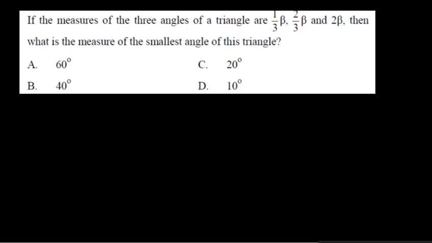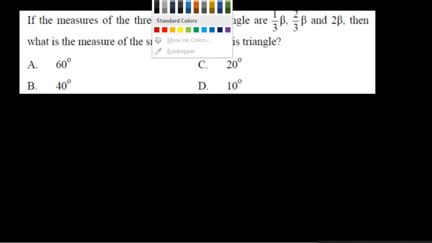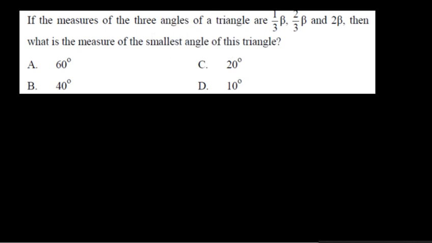Okay, the next question says, if the measures of the 3 angles of a triangle are 1/3 beta, 2/3 beta, and 2 beta, these are given to us, then what is the measure of the smallest? From this triangle, necessarily which one is the smallest? The smallest is 1/3 of beta. So to get this angle, first we need to get the beta value.